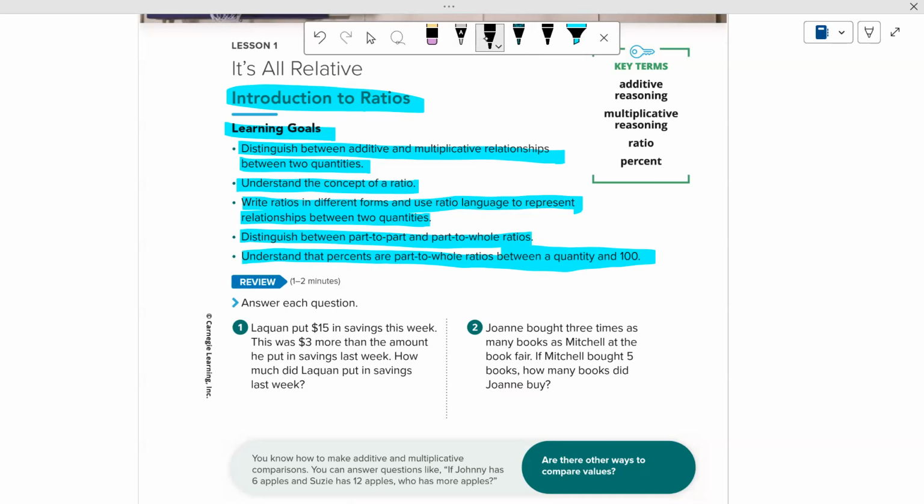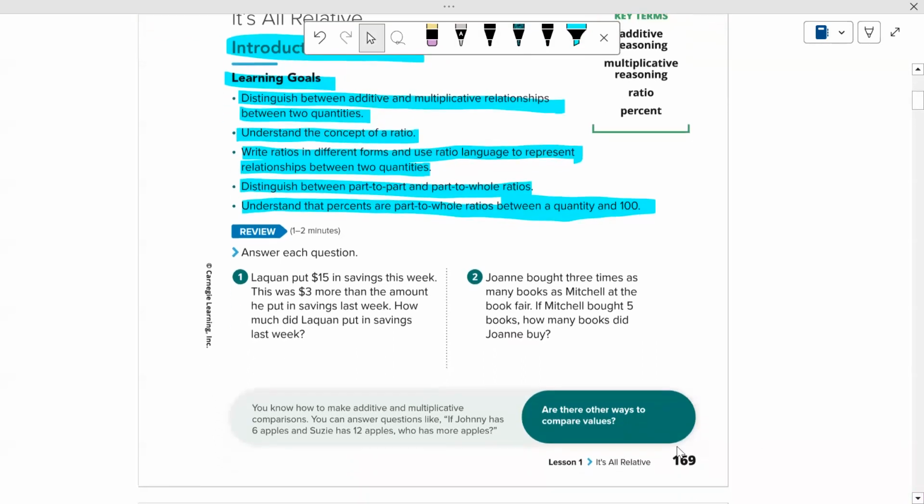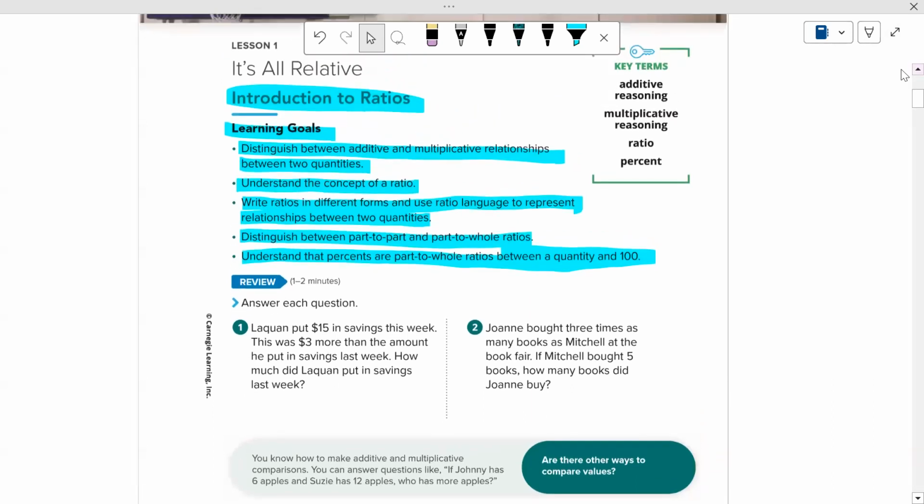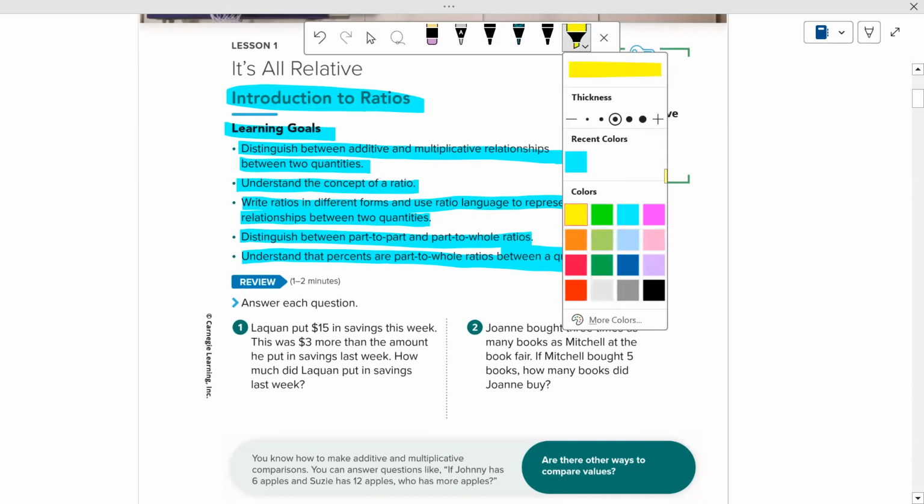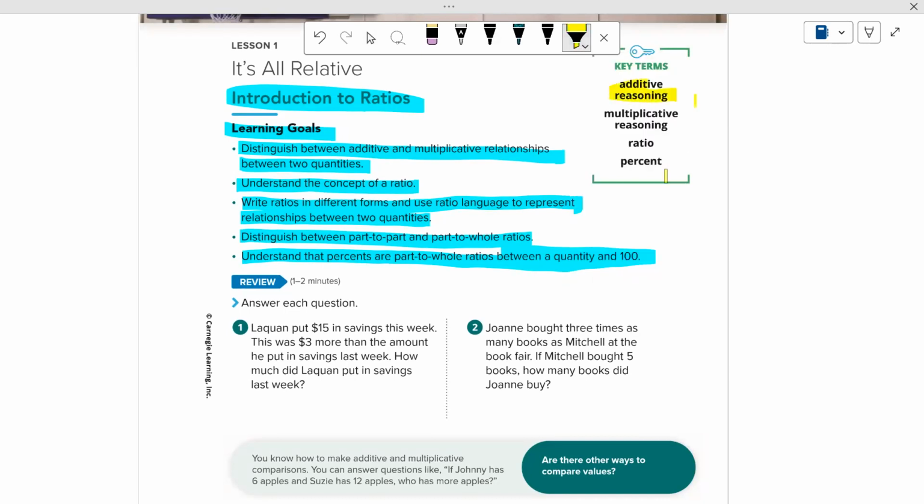Let's go. So let's start with page, let's make sure we're on the correct page. We're on page 169. So that is the page you should be on. We have some key terms here. Two major ones we're going to talk about prior to getting all deep and nitty gritty into ratios are additive reasoning and multiplicative reasoning. Notice we will write some terminology with ratios and percents as we go throughout.